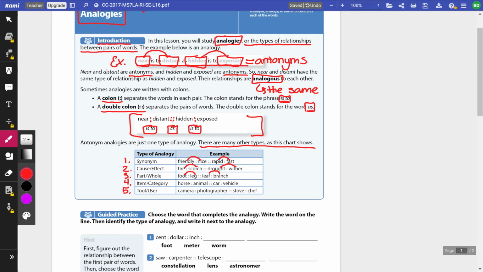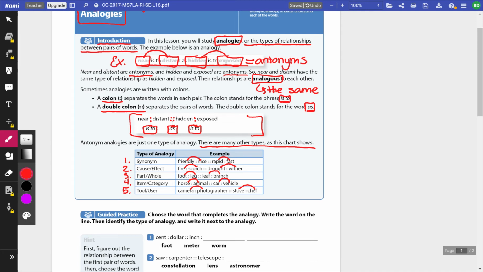Number 4, item and category. So horse is to animal, as car is to vehicle. So a horse is a type of animal, and a car is a type of vehicle. So those have the same relationship too. And our last one, tool to user. So camera is to photographer, as stove is to chef. So we know this is a tool to a user because a camera is a tool that a photographer uses, and a stove is a tool that a chef uses.